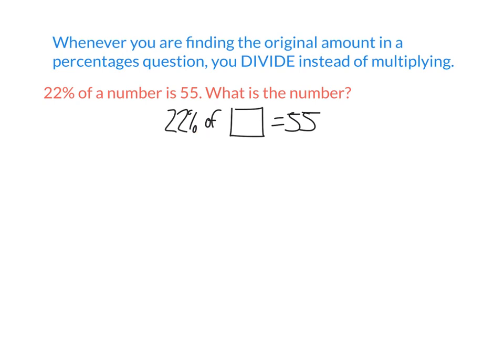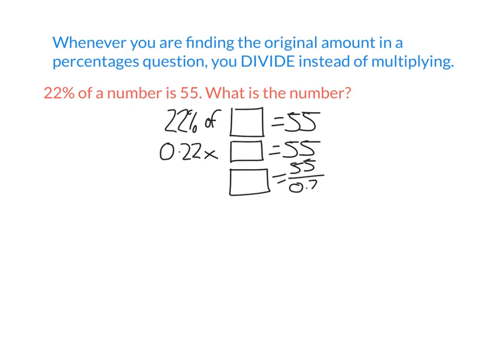So what we're going to do to find what's in the box is sort of like solving an equation. So 22% is 0.22, "of" means times. So 0.22 times what's in the box is 55. To find what's in the box, we can undo timesing by 0.22 by dividing by 0.22. We just go 55 divided by 0.22, and the answer you get there is 250.